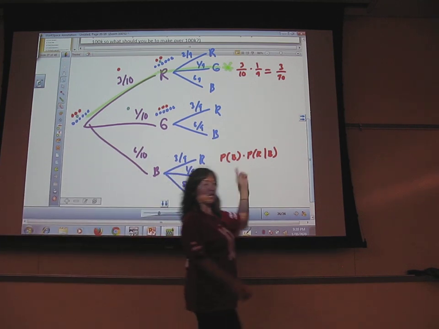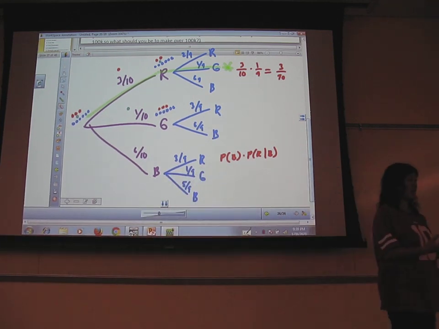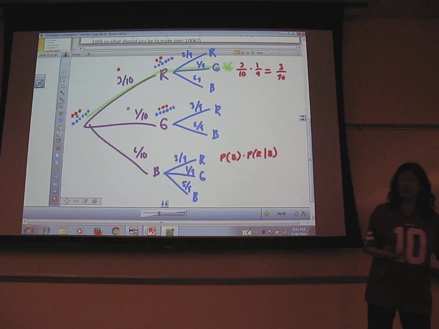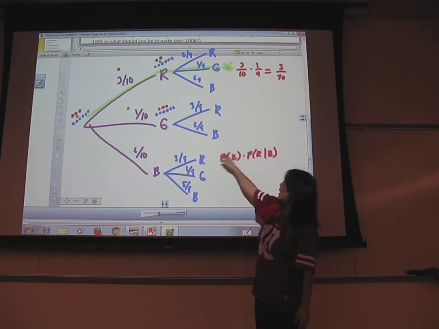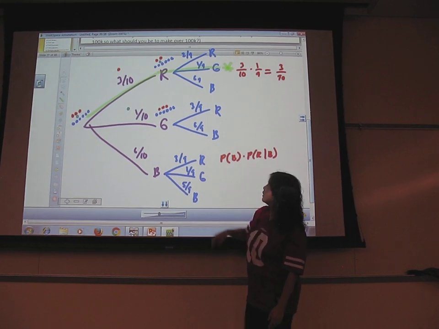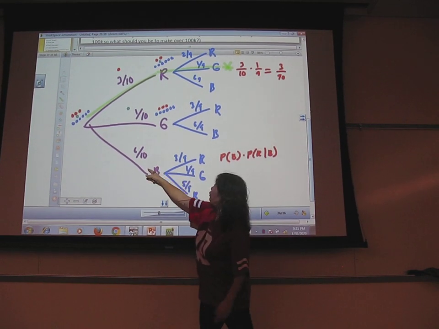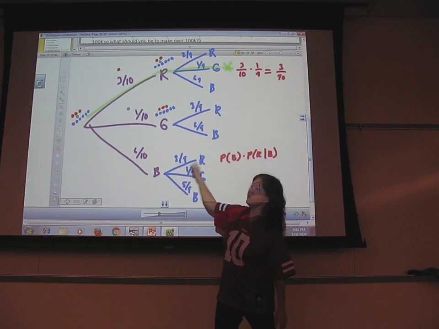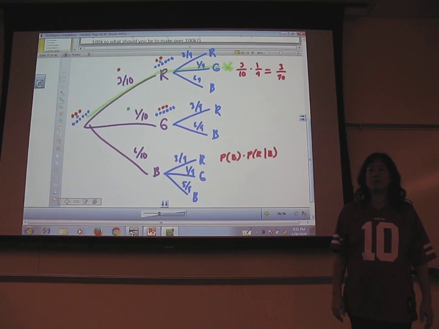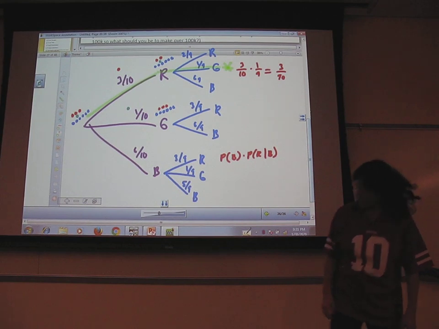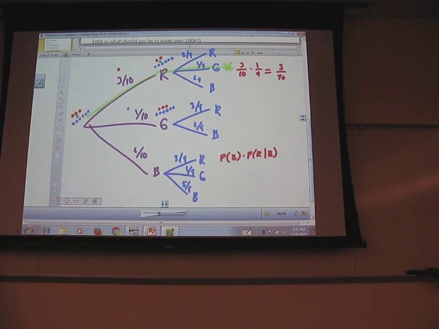blue and red. Do you guys remember that? That's where that formula comes from, right? Probability of blue and red. Probability of blue times probability of red given blue. That's this spot here. So this is the probability of blue. This is the probability of red given blue. Good? Okay, move on.